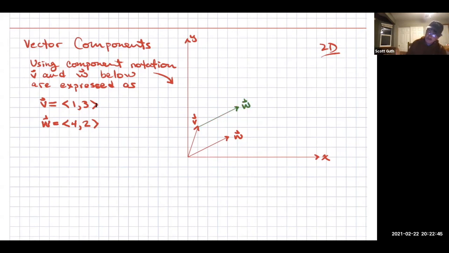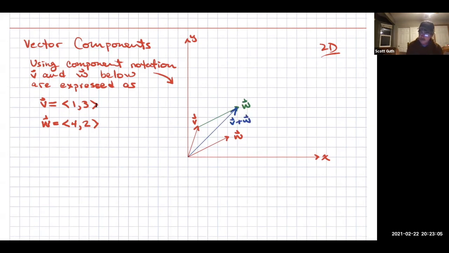Okay, and then what you want to do is just look at the resultant. Remember, that's another way of saying the sum. So you can see it here. This is in blue. This is V plus W.